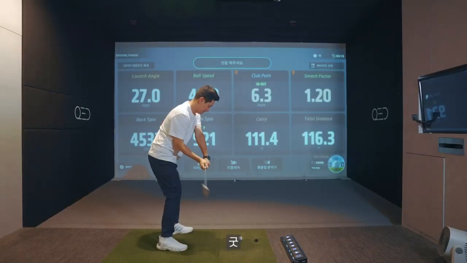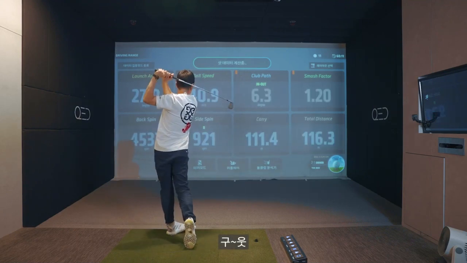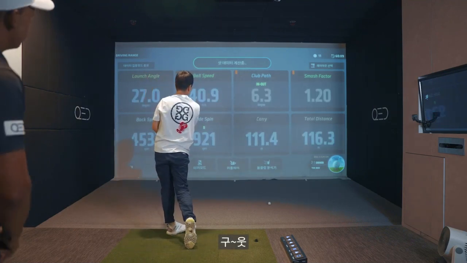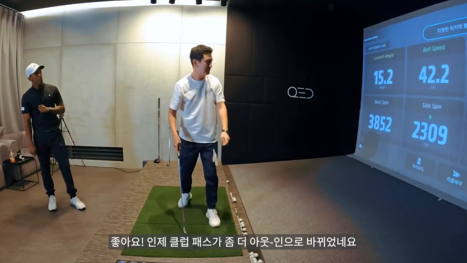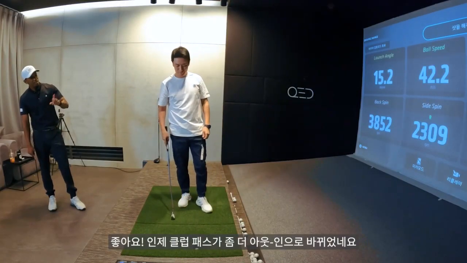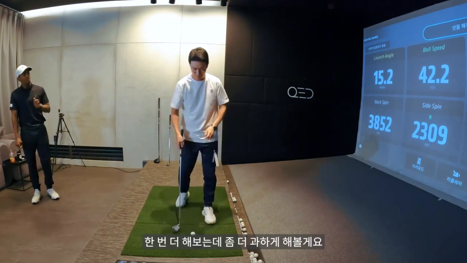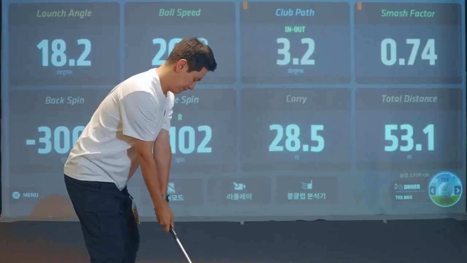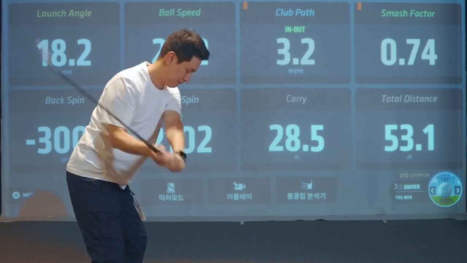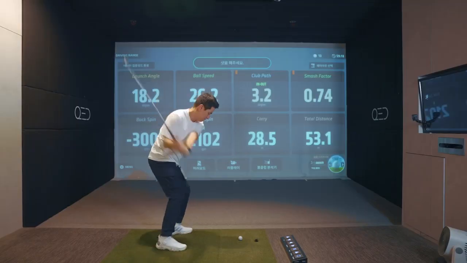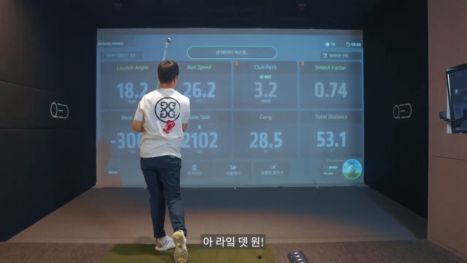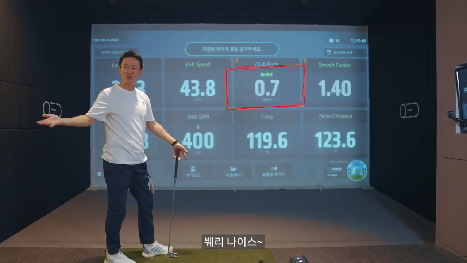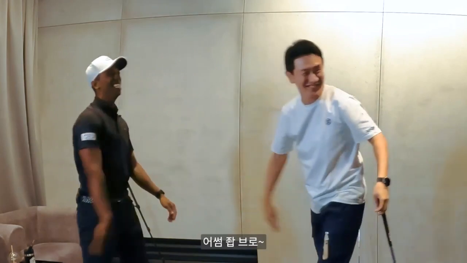Good, good, good. All right, now we're getting that path to move a little bit more outside in. Let's do that one more time and see if we can exaggerate that feel. Good. There we go. I like that one. Very nice. Awesome job, man.